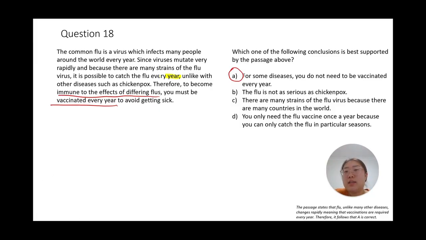But the main idea that relates to that conclusion is here. It is possible to catch the flu every year, unlike with other diseases such as chickenpox. Because of this statement, we know that with chickenpox and other diseases, it is impossible to catch them every year. So you don't need to get vaccinated every year. So A links to that, so it is the best supported conclusion. B, C, and D all have some part of it that is assumed or not completely from the text. So A is the best one.